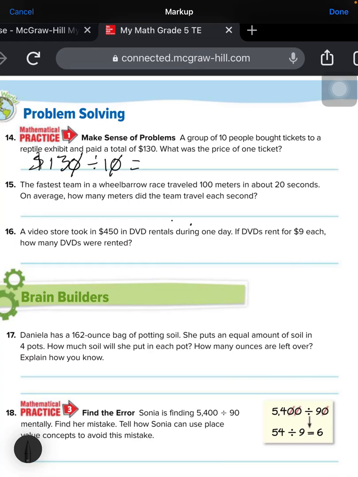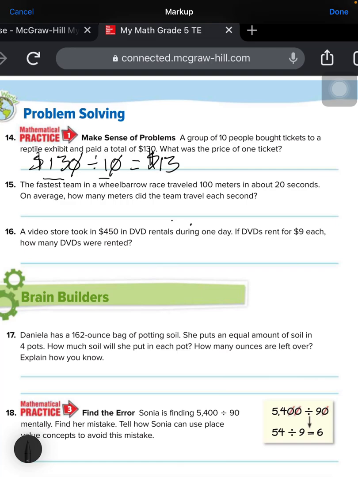We can cross off a 0 here and a 0 here, and the identity property tells me that 13 divided by 1 is going to be, well, 13. A number divided by 1 is itself. So it's $13 a person.